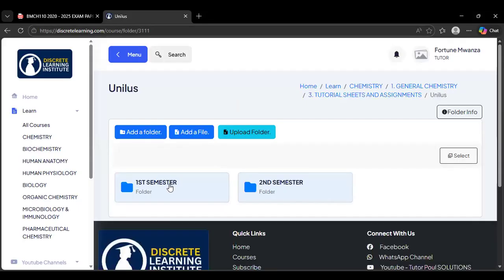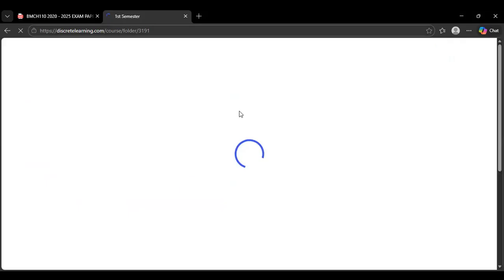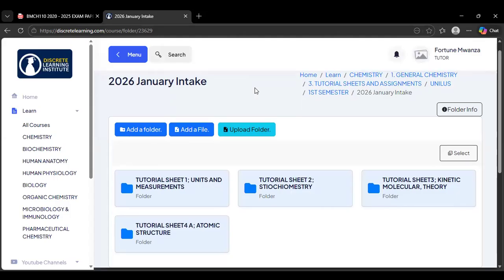Then you're going to choose the semester you are in. If you are in first semester, you choose first semester there. You open, then you are going to see these intakes. You go for the current intake, which is the January intake. When you open the January intake there, let me wait for it to load. You're going to see folders for the tutorial sheets that you've been given so far, which is tutorial sheet 1, tutorial sheet 2, tutorial sheet 3, 4, 4B as well.